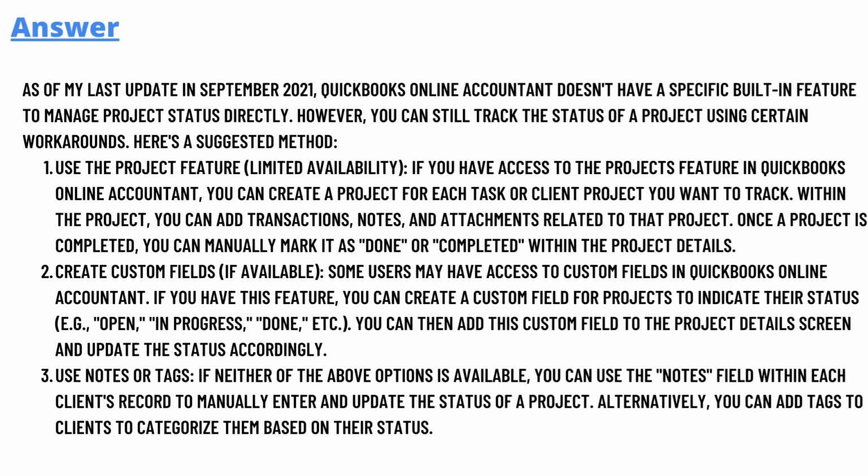Here are suggested methods. Use the project feature. If you have access to the project feature in QuickBooks Online Accountant, you can create a project for each task or client project you want to track. Within the project, you can add transactions, notes, and attachments related to that project. Once a project is completed, you can manually mark it as done or completed within the project details.